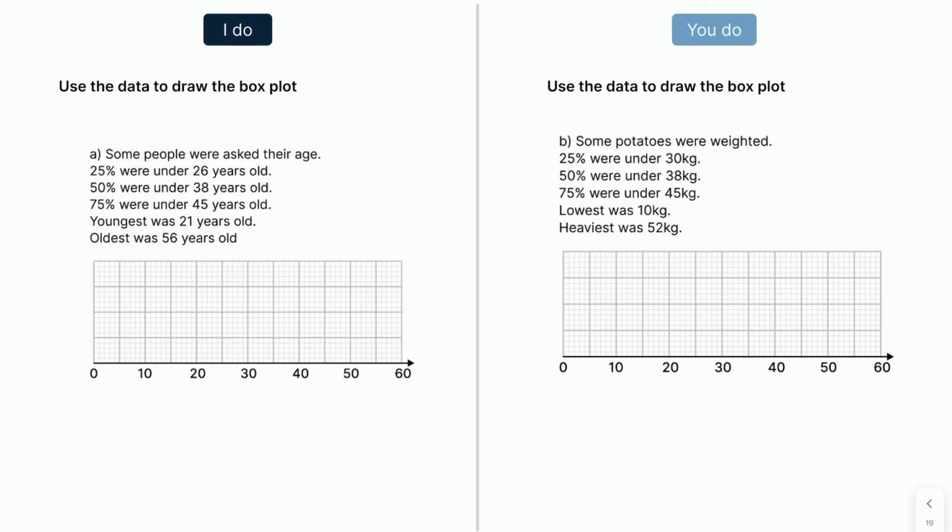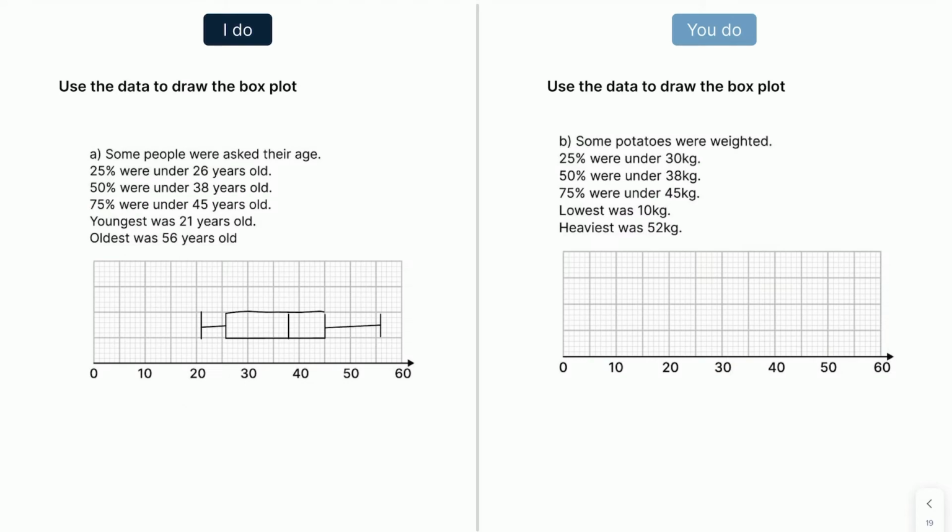So now we're basically given percentages, and we're asked to draw a box plot using them. So 25% were 26 years old. So 25%, that's the lower quartile. We plot 26 on. 50% was 38, so that's the median. 75% were 45, so that's the upper quartile. The oldest was 56. And the youngest was 21. Now connect all of that together. Again, you will be using a pencil and a ruler to do this. So that gives you that.